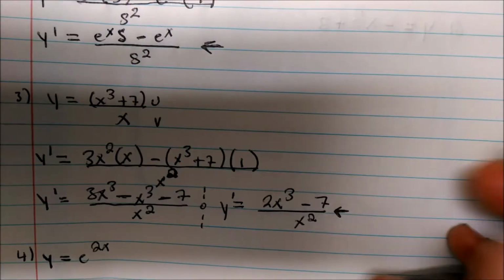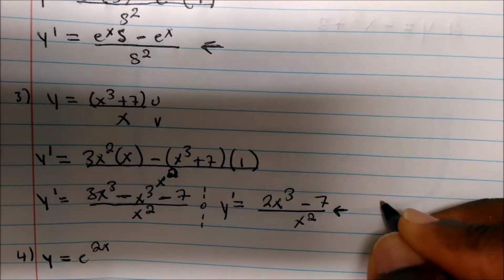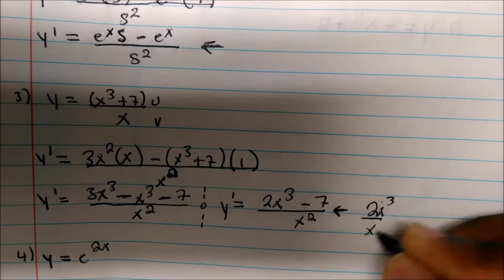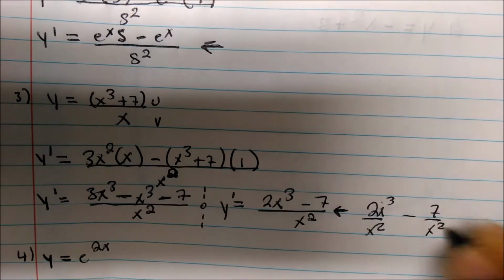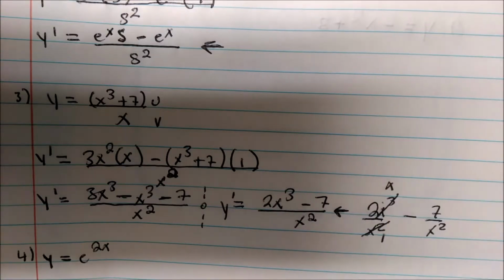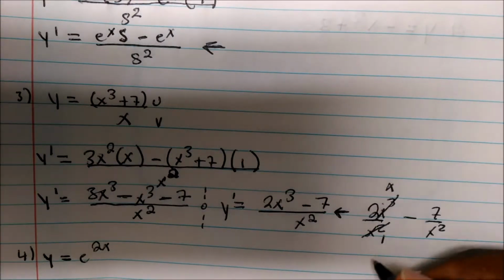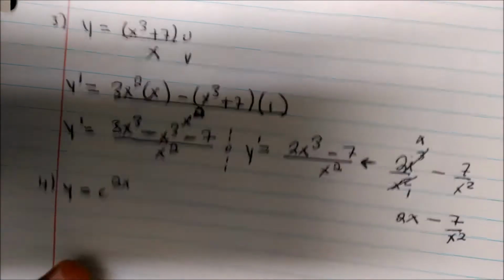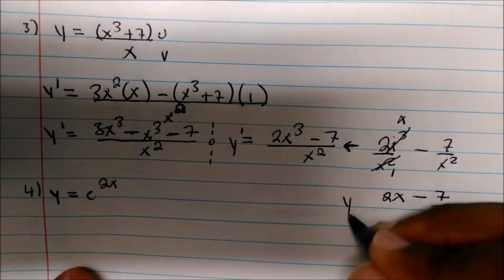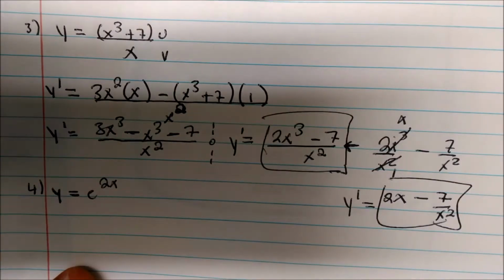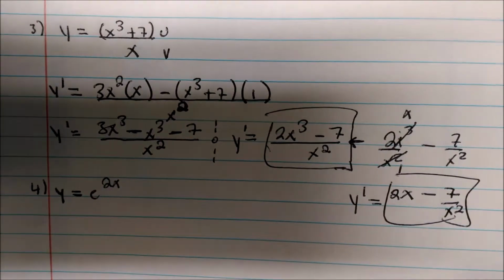Now, if we want to simplify this more, we could just split it apart. This is your answer, but I'm just saying if you wanted to simplify this, it could be 2x cubed over x squared minus 7 over x squared. These 2 goes to 1. This leaves an x, because that's 3. So really, the more simplified answer would be 2x minus 7 over x squared. This y prime is an answer. This is also an answer. This is a more simplified version of it.